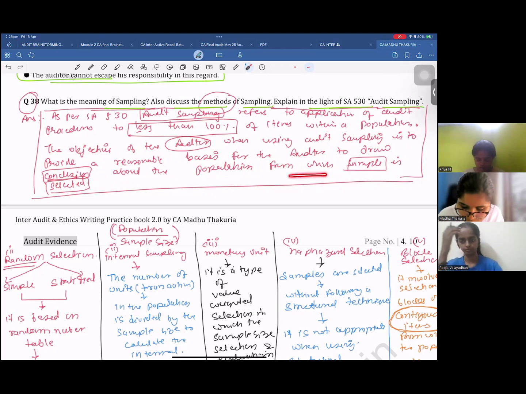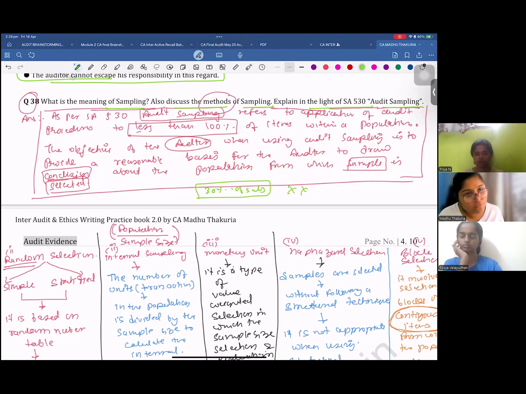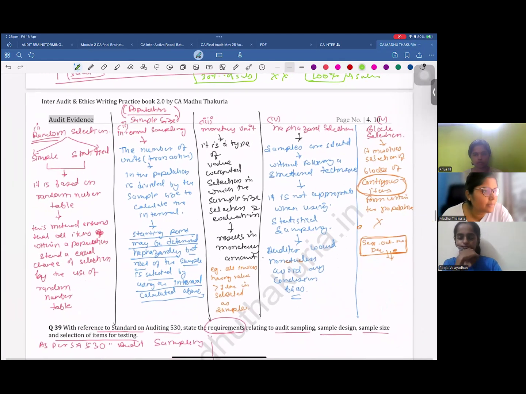Correct? Because you can't say that if I select only 30% of the sales, I am going to give my opinion only on this 30% of the sales. No, no, no, no, no. You will still issue your audit opinion on the 100% of the sales items. Yes? Then the 5 methods of collecting the sample.